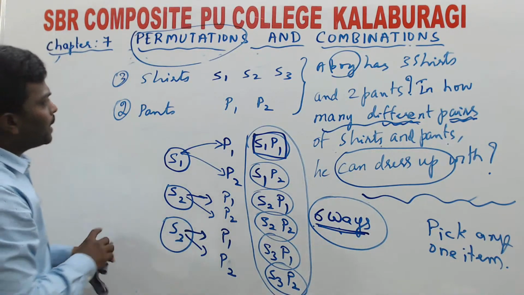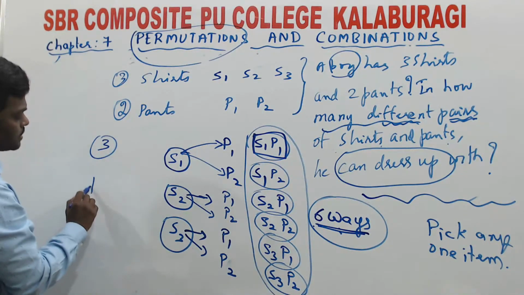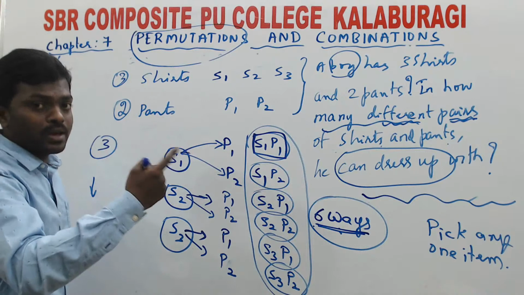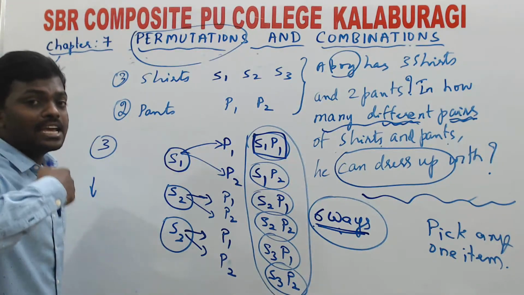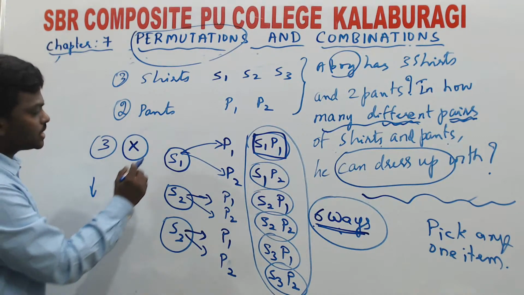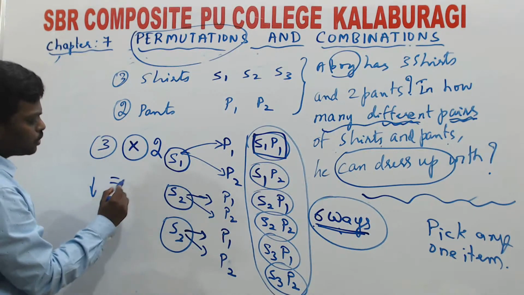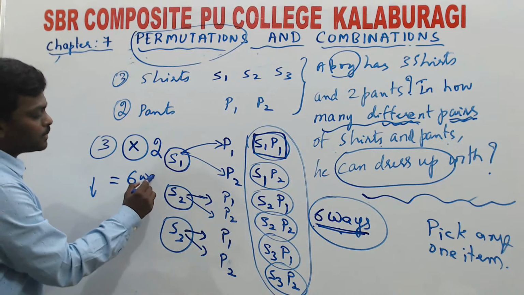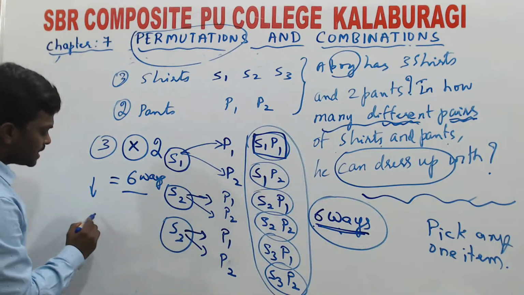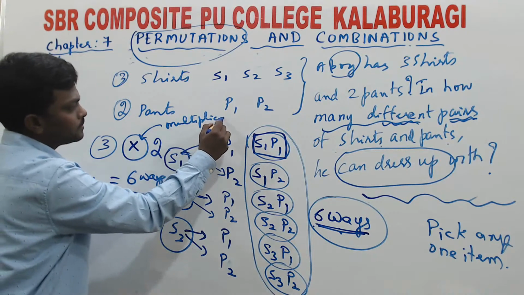Okay, so to pick shirts, how many ways does he have? 3 ways, right? Still the event is going on, and he has to wear, understand here I'm saying, and he has to wear a pant also, and that means always multiplication. So and he has to wear a pant also, that is 2. So 3 into 2 will give you 6 different ways or 6 different pairs of shirt and pant. So this is nothing but our multiplication principle.